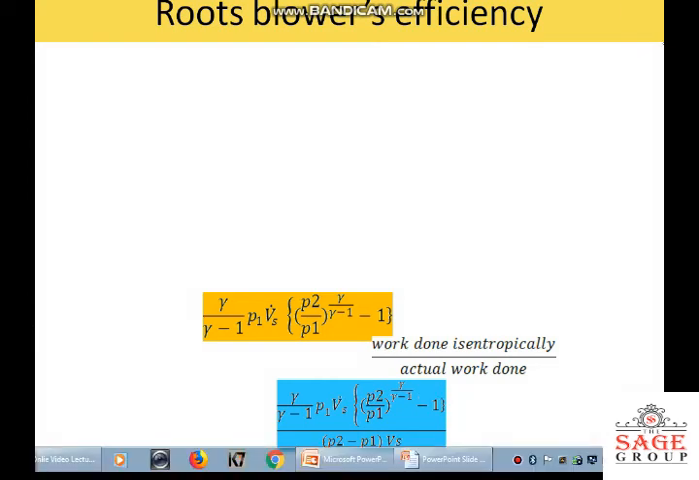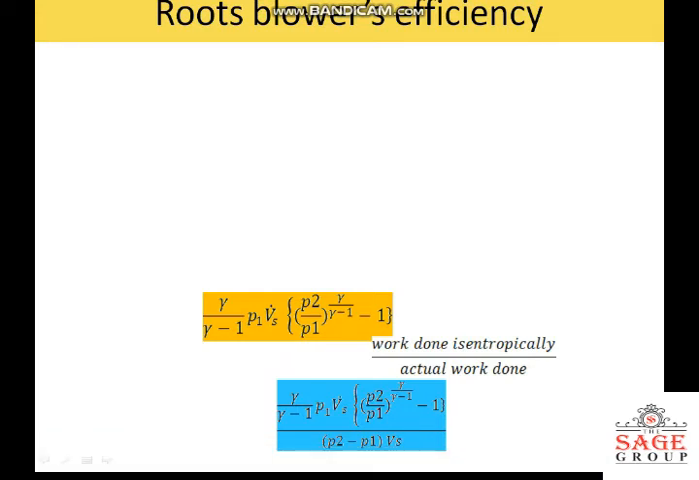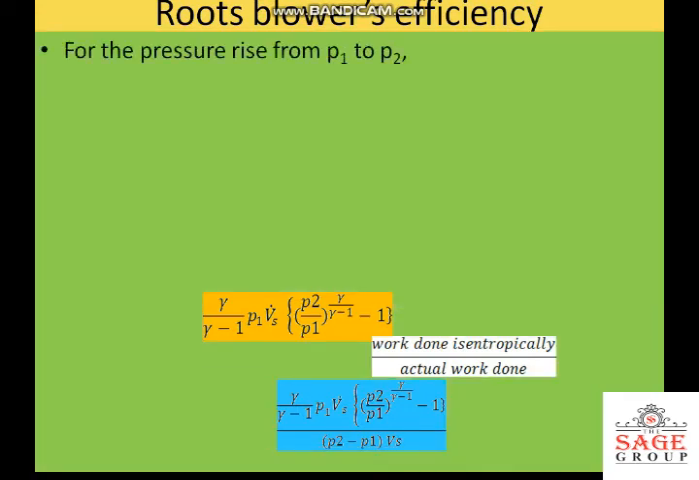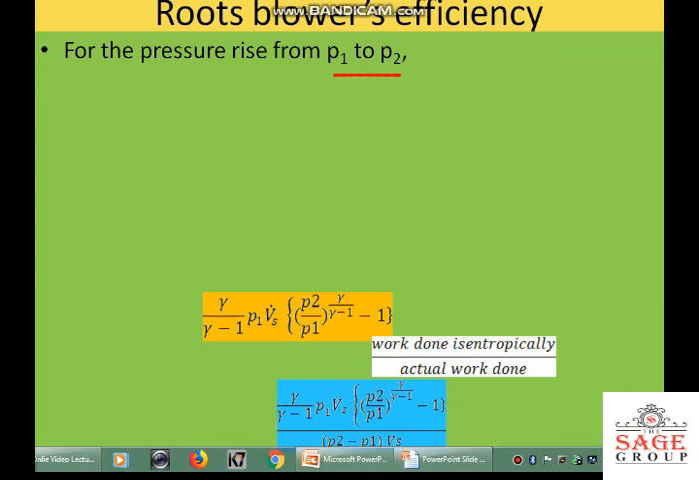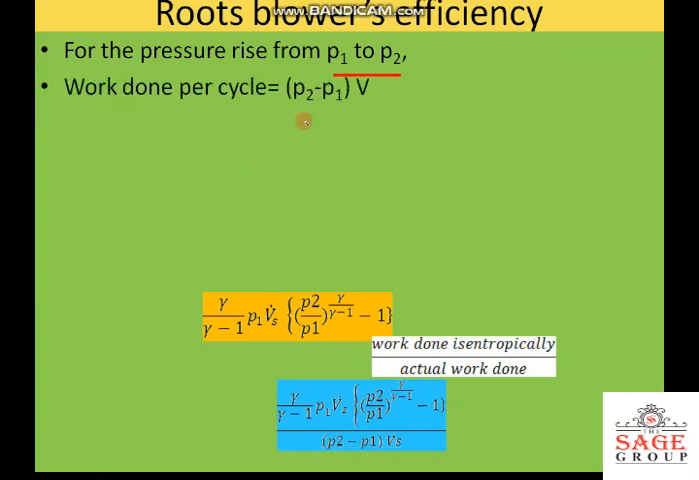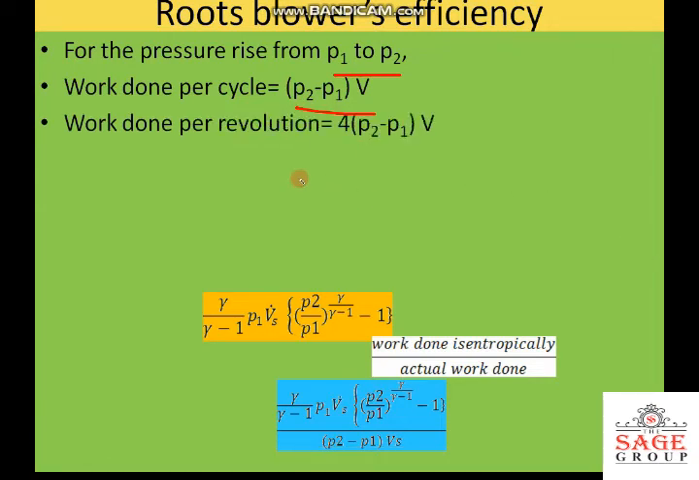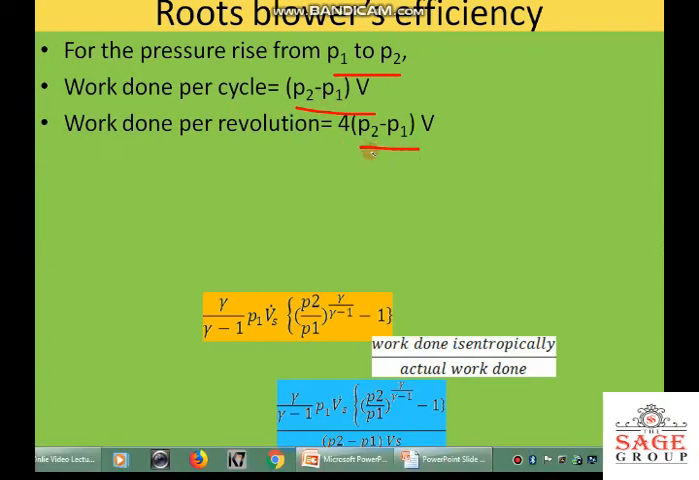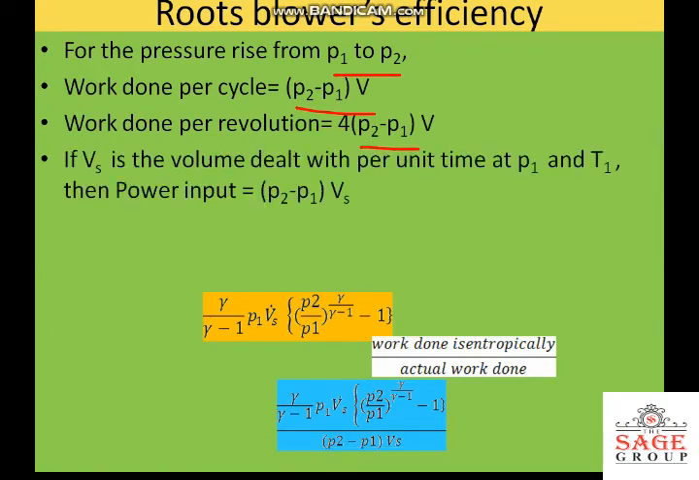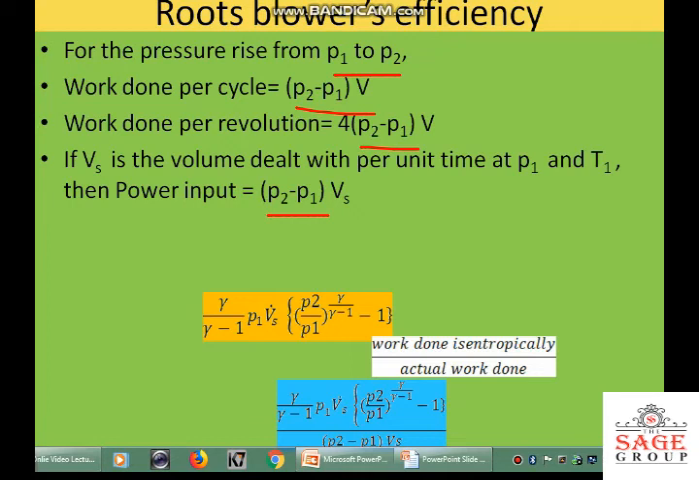Now we will discuss the roots blower efficiency. So what happens here? For the pressure rise from P1 to P2, the work done per cycle is the pressure difference times volume, so (P2 minus P1) times V. Now the work done per revolution is 4 times the work done per cycle, so it is 4 times (P2 minus P1) times V, and if Vs is the volume delivered per unit time at P1 and T1, then the power input is (P2 minus P1) times Vs.